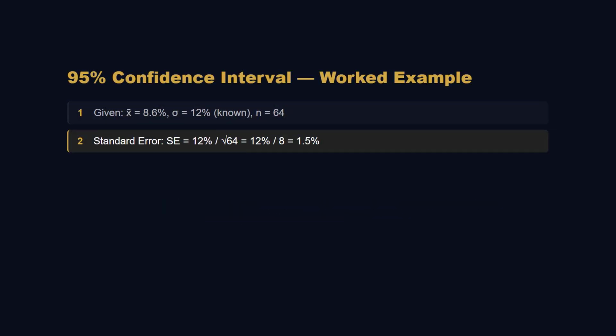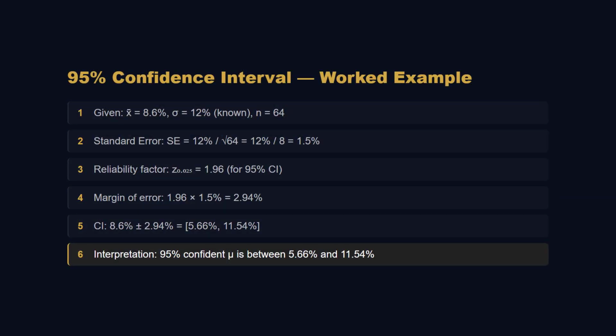Let me work through a full example. A sample of 64 mutual funds has a mean annual return of 8.6% with a known population standard deviation of 12%. Construct a 95% confidence interval for the true mean return. Step 1. Identify the pieces. X bar equals 8.6%. Sigma equals 12%, and we are told it is known. N equals 64.